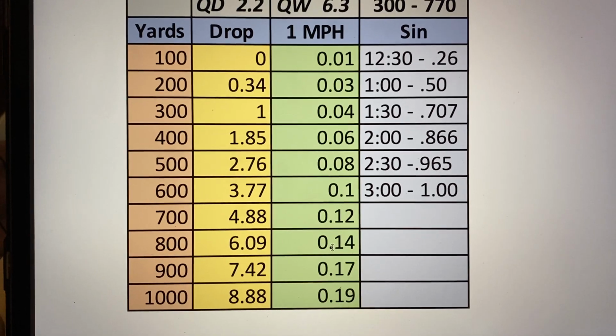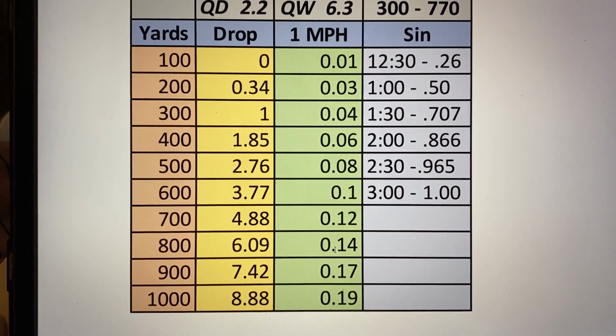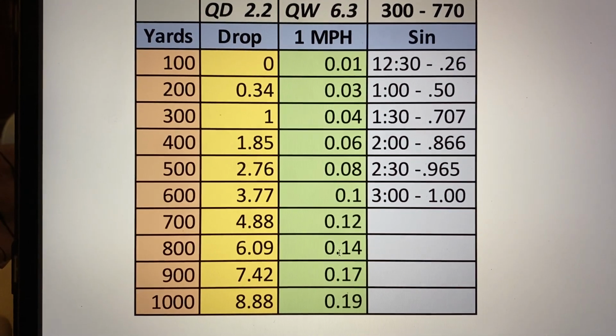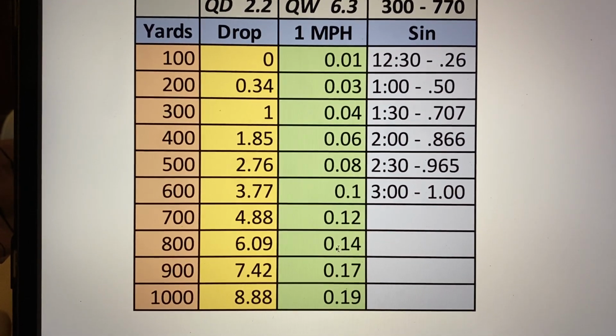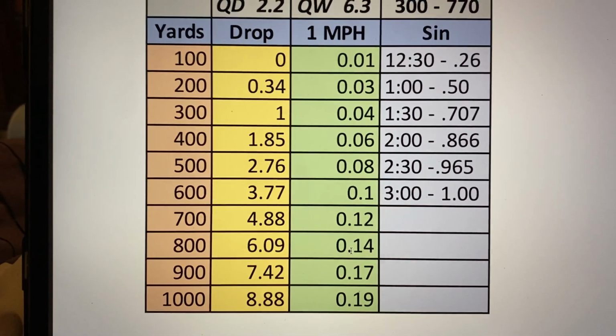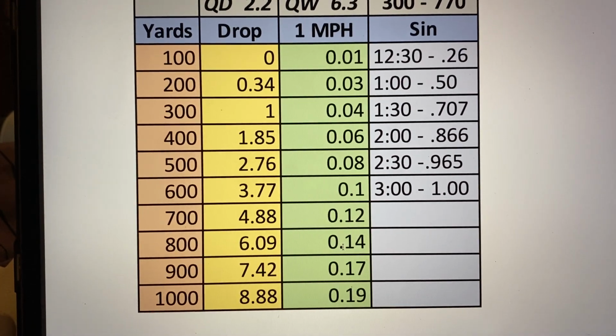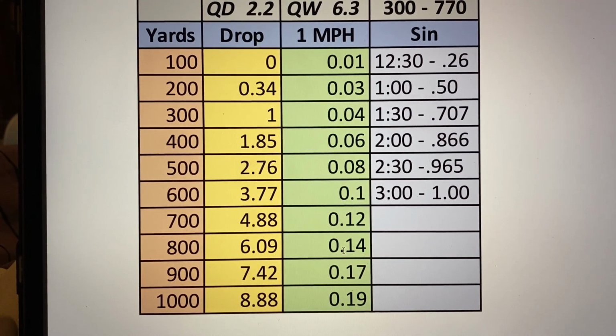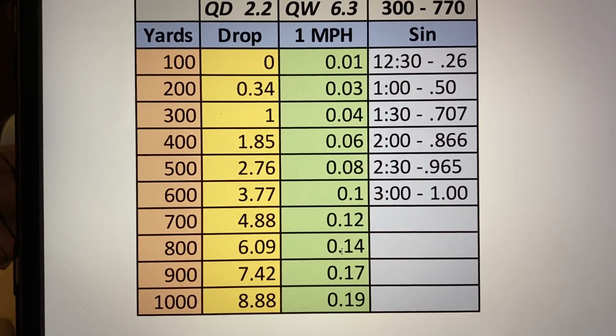And now sine is the cosine. That's the number for the direction that the wind would be coming from. So 12:30 is going to be 0.26. So what we do is we take our wind value at whatever miles per hour it is, and then we can multiply that by our cosine number to give us what we need to dial.